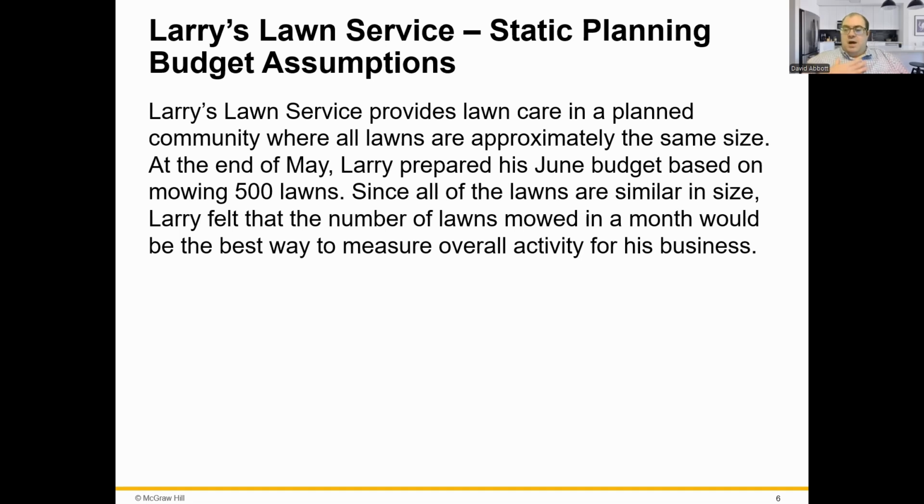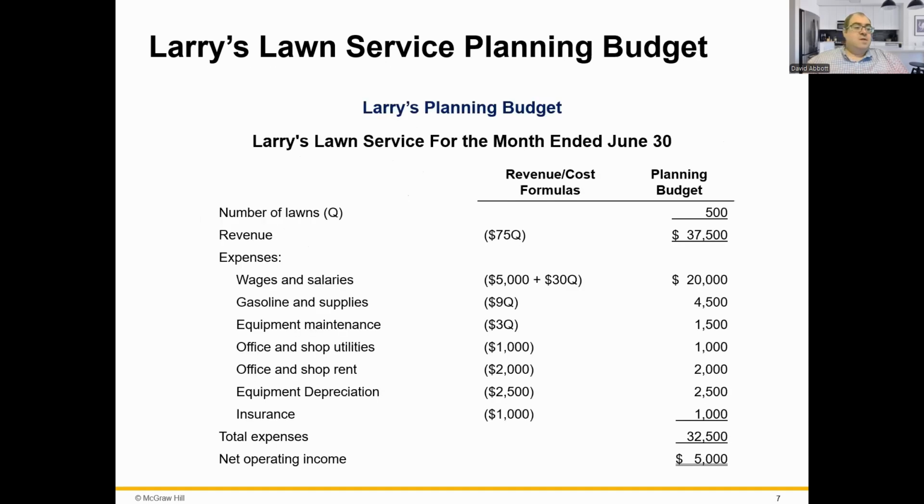Since all the lawns are similar in size, Larry felt that the number of lawns mowed in the month would be the best way to measure overall activity in his business. So we'll assume that Larry prepared the planning budget for June as we see here. Notice that the budget includes two variable costs: gasoline and supplies, and equipment maintenance.